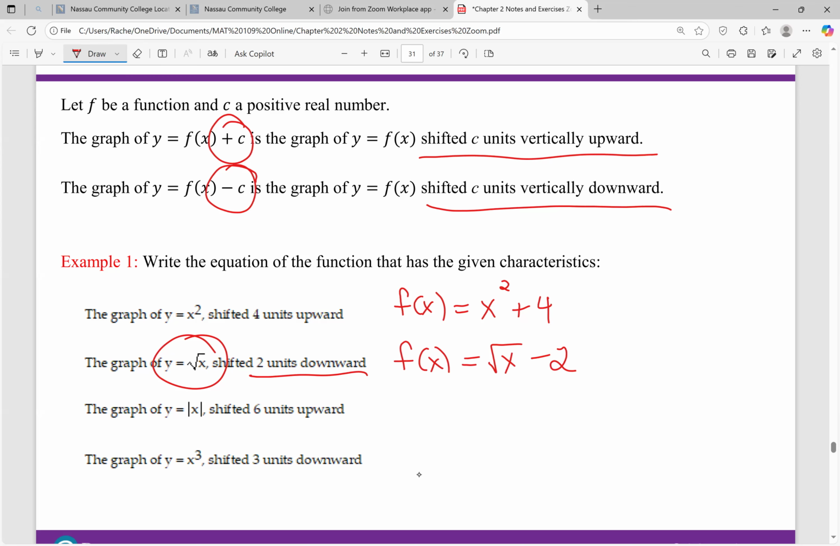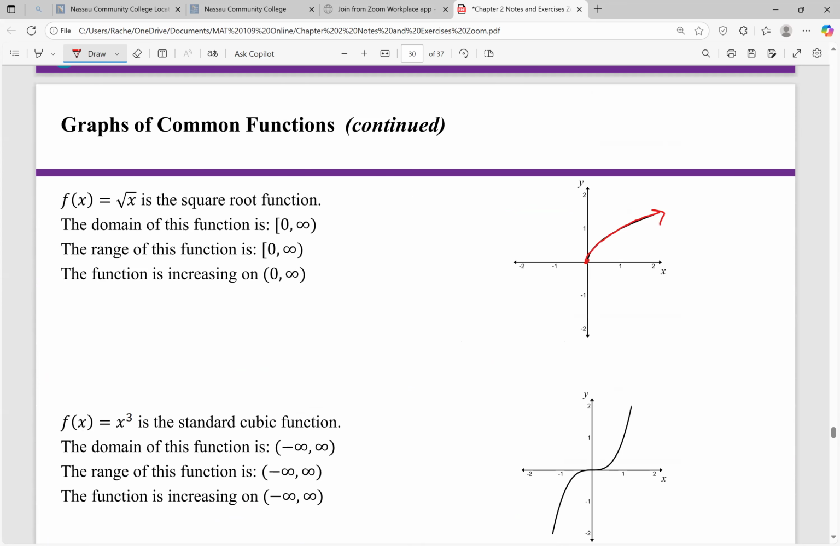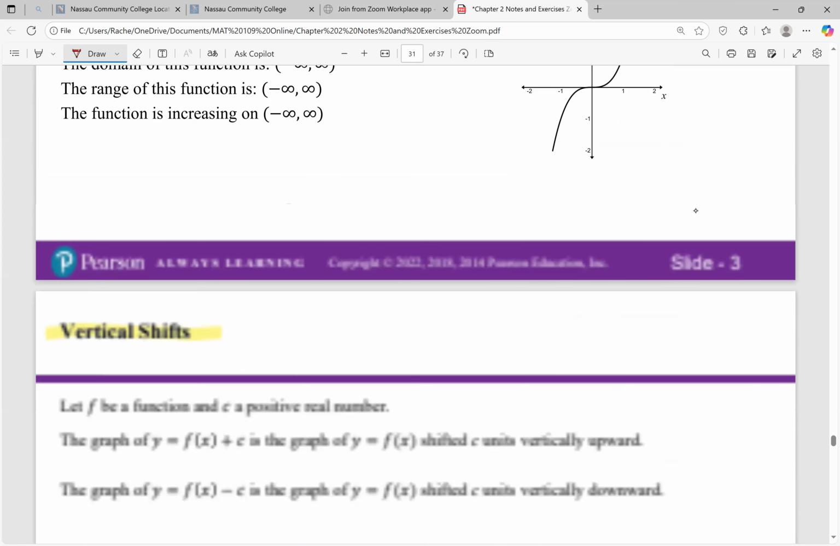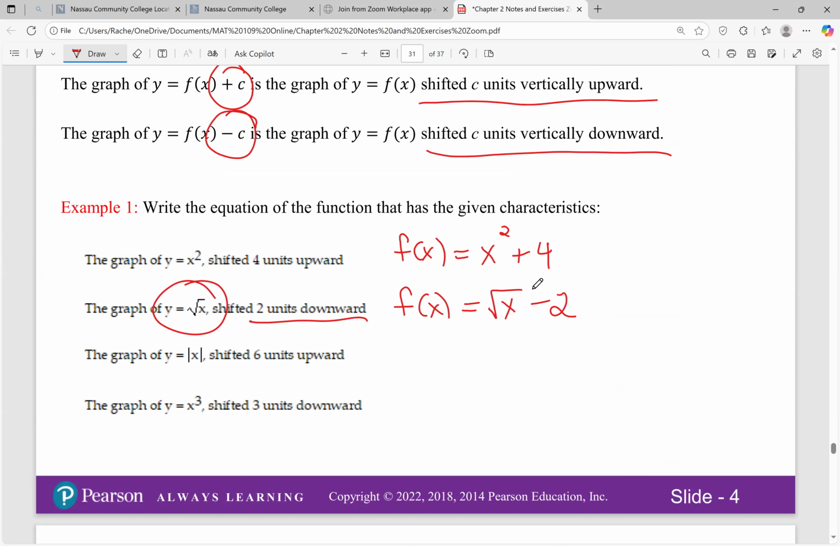So remember what square root of x looks like. It's that function that starts at the origin and increases in the first quadrant. It's this guy. So let's graph square root of x and then square root of x minus 2, just so we can see that it's going to be shifted down by 2 units.